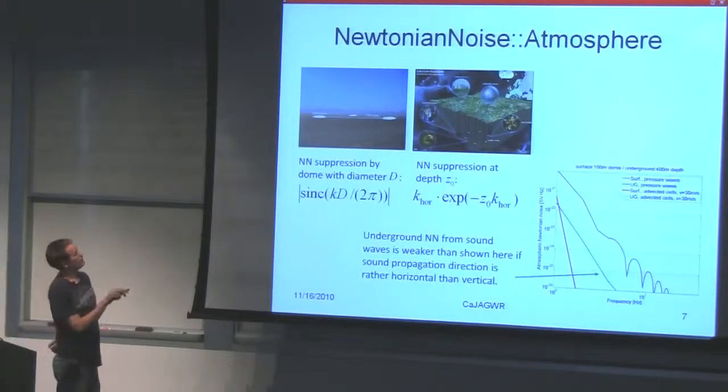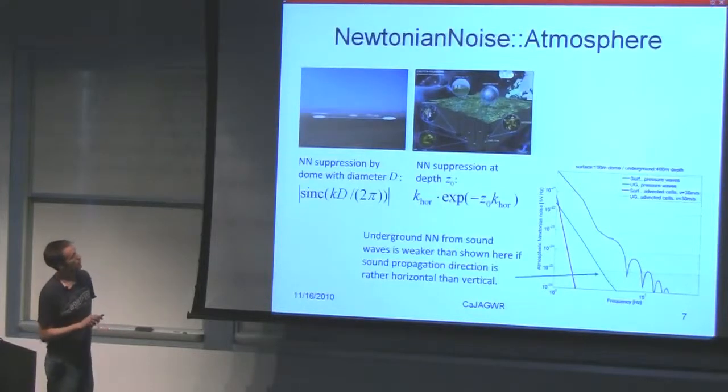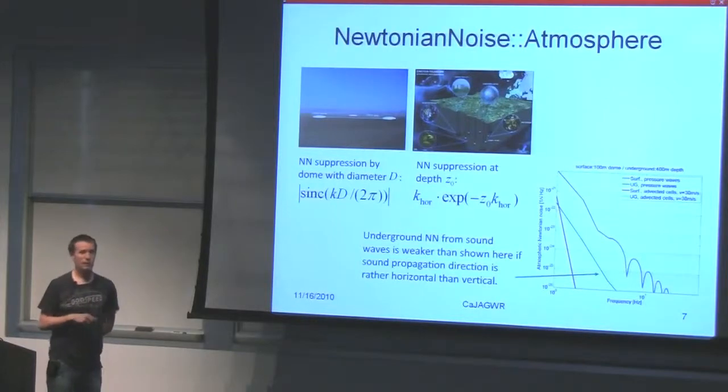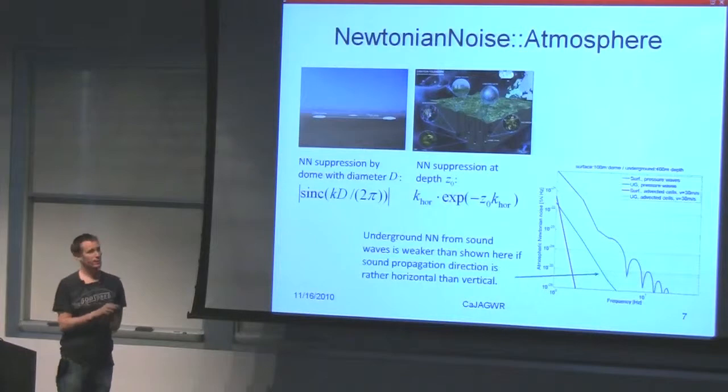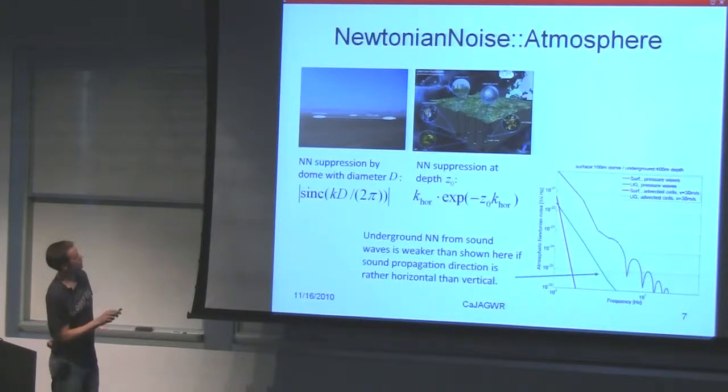Alright, so let's have a look at Newtonian noise from the atmosphere. This was already modeled a while ago by T.V. Creighton, and now let's discuss it in the context of third generation. That means we have two options. We can first say, okay, let's try to build our detector at the surface, or let's try to build it underground. So underground is probably more expensive. So that's why some people started thinking about a surface detector solution.